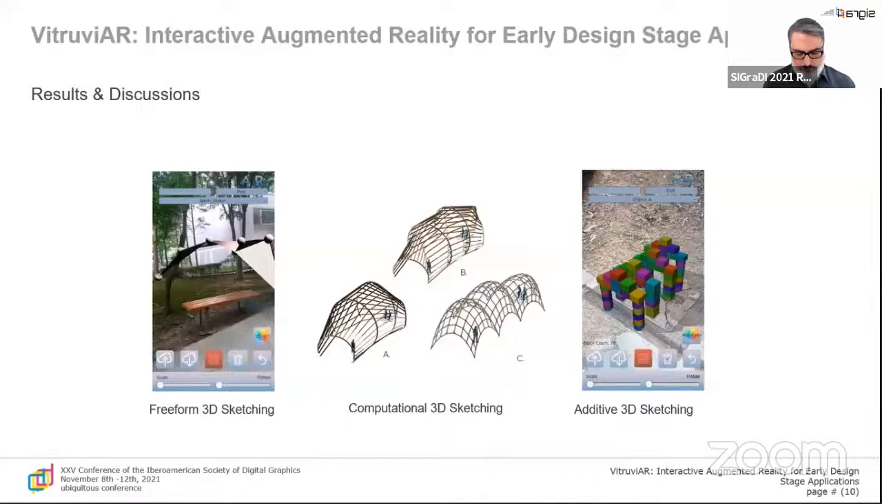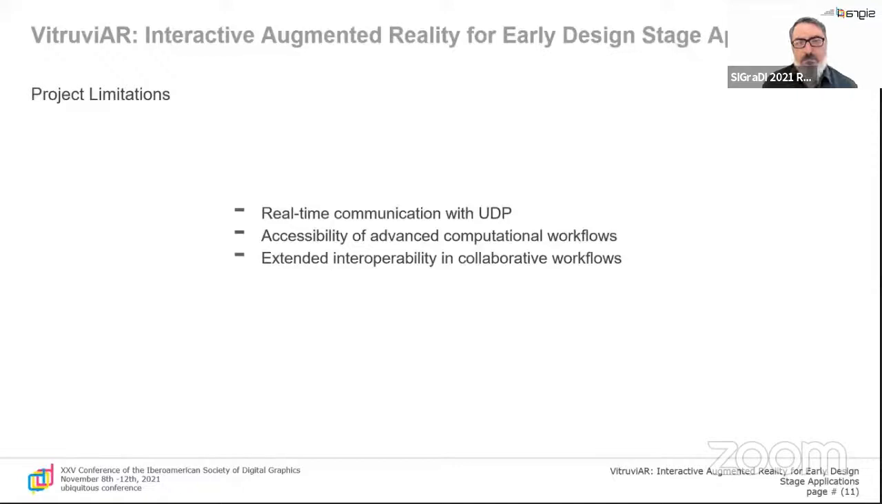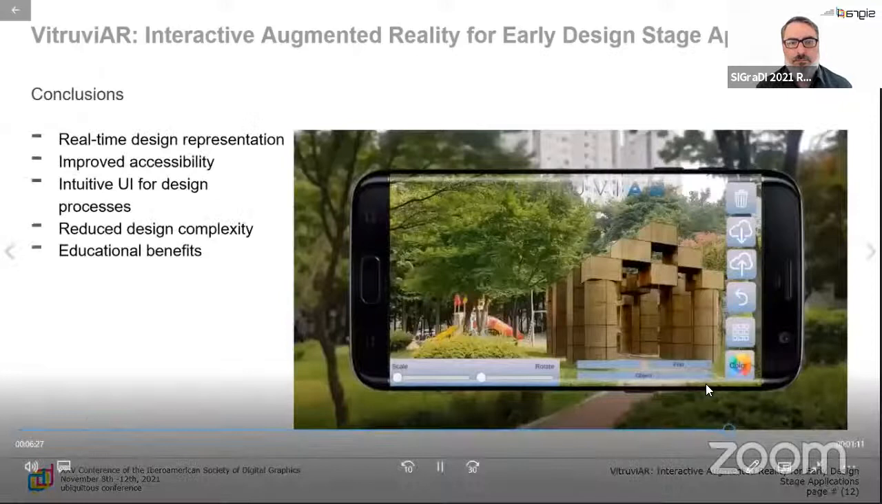Two principal limitations relate to real-time communication and accessibility of advanced workflows. In the case of computational 3D sketching, within this pipeline, the real-time communication is constrained to Wi-Fi distances, limited by the implementation of the UDP method. And limitations in accessibility relate to the creation of custom computational workflows, as well as the requirement to downsize 3D scanned objects. In conclusion, VitruVR demonstrates the potential of mobile AR within early design stages.